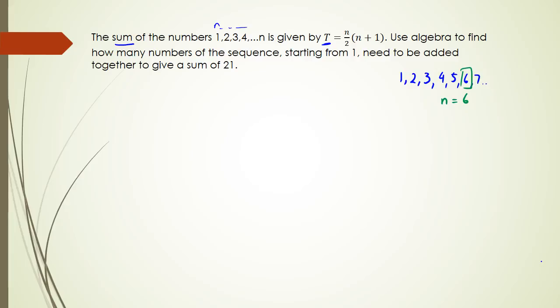Okay, so how do we do this? We know the sum is equal to 21. And we also know that the symbol T is used for the sum. So what I can do is take this equation: T is n over 2, n plus 1.